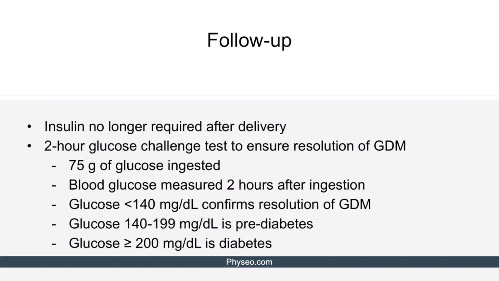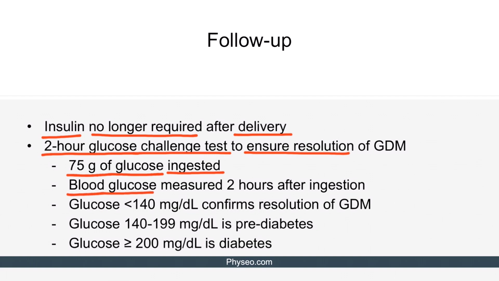Okay, now let's discuss follow-up. Insulin is no longer required after delivery because by definition, GDM is supposed to resolve after birth. However, we have to ensure resolution of GDM with the 2-hour glucose challenge test. In this test, 75 grams of glucose dissolved in water is ingested by the patient. The blood glucose levels are then measured 2 hours after ingestion. If glucose is less than 140, this confirms the resolution of GDM. If the glucose is from 140 to 199, this indicates prediabetes. And finally, if the glucose is greater than or equal to 200, this indicates persistent diabetes.